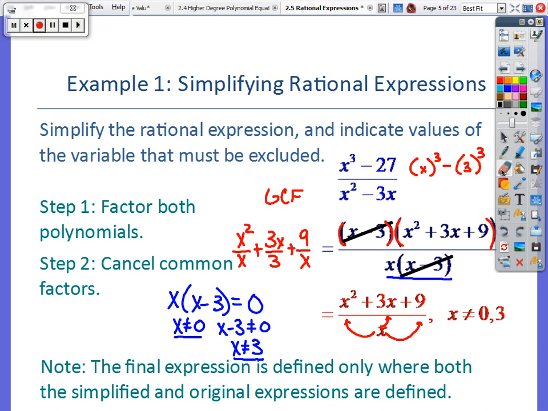I'll put a 3 there instead of an x. Let me change that. And so what we have here is on the first one, you can cancel that down to an x. The second one, the x's are gone. And then the third one, you can leave it 9 over x, or you can write it as 9x to the negative 1. So there's a few ways you could write your answer.